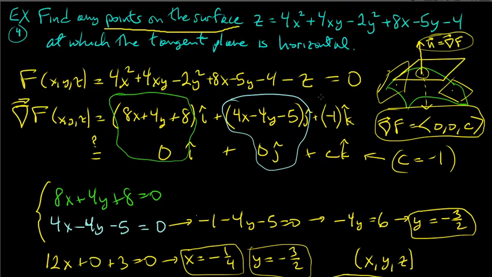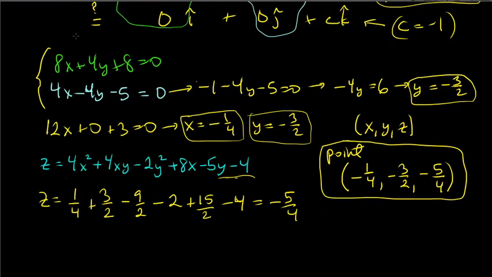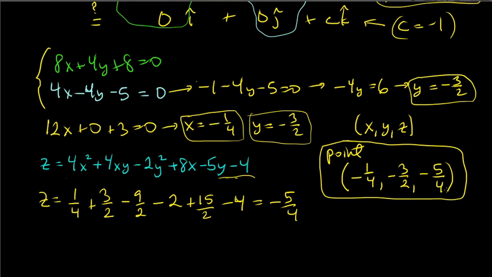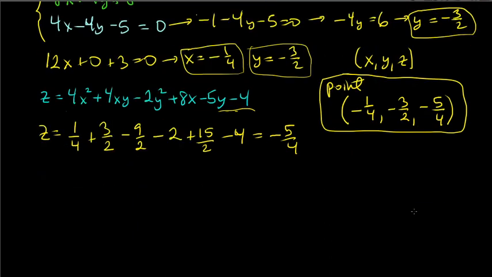The tangent plane is horizontal when the normal vector to the plane only has a vertical component, so the x and y components are zeros. That gives you two equations in two variables. Solve that system, and in this case you just get the one point on the surface.